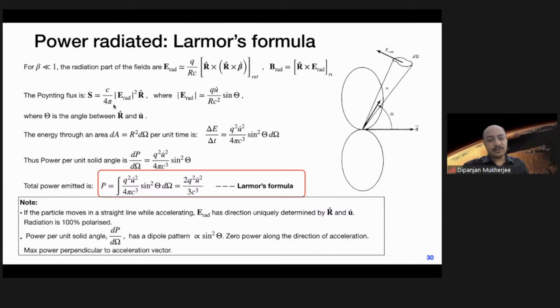So this is the Poynting flux. The total energy through a surface area dA, which is R squared d omega, per unit time is delta E by delta t, and there's a d omega term over here. So power per unit solid angle. What I'm doing here is writing an elemental area in terms of the solid angle. From this point at distance R, the elemental solid angle is d omega subtended by this area. So this area is R squared d omega. Again, very simple geometry. So the total energy per unit time is essentially the definition of the Poynting flux times the area.